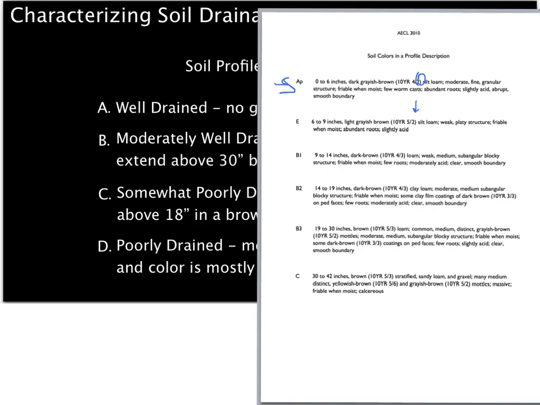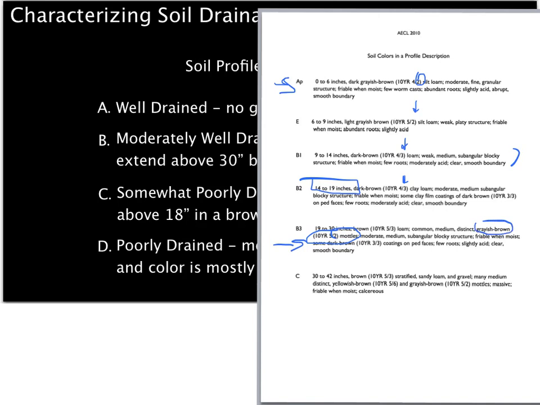Here we're dark brown. The chromas aren't 2 or below. We're reading this. We don't see any mottles here. Again, we're in a B2. Any mottles? Don't see any there. And again, pay attention to the depth in the soil that we are. B3. Here we go. 19 to 30 inches. No, I still don't see any mottles. Oh, wait, there it is, right there. See that grayish brown mottles at 19 to 30 inches.